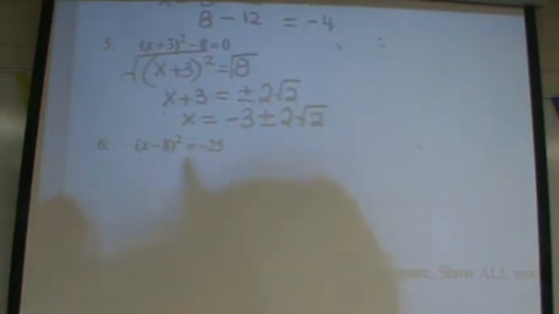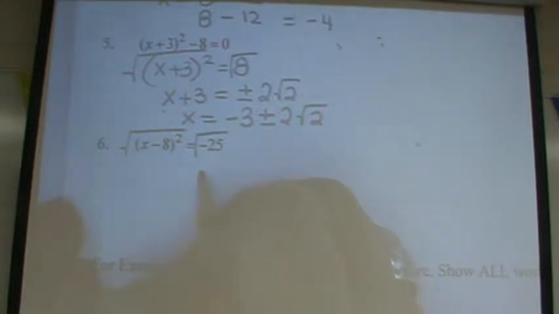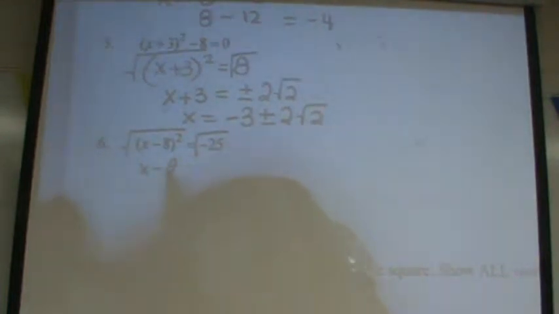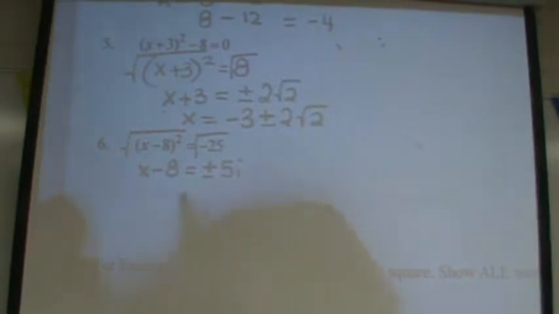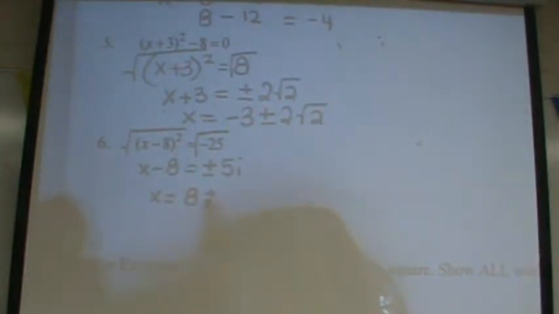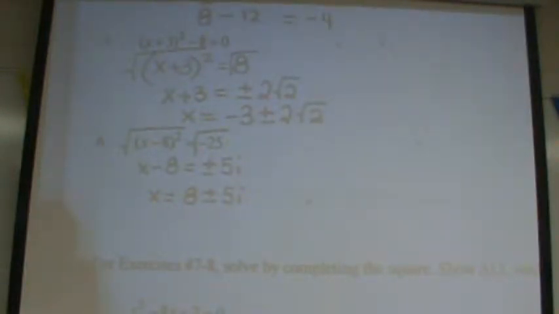Number 6, you're going to take the square root of both sides, and I want you to use your knowledge of imaginary numbers. So you get x minus 8 equals plus or minus 5i, and then bring -8 over. Now these are not like terms. Those are your two answers though. Leave it alone.